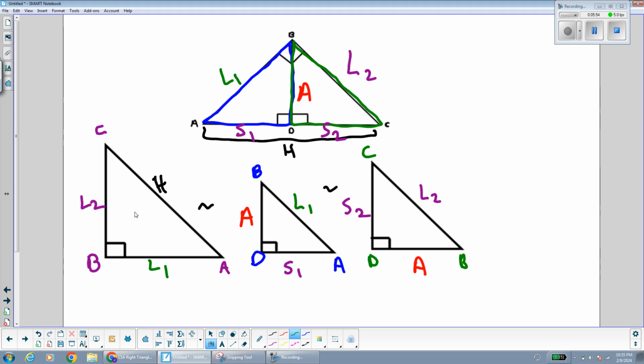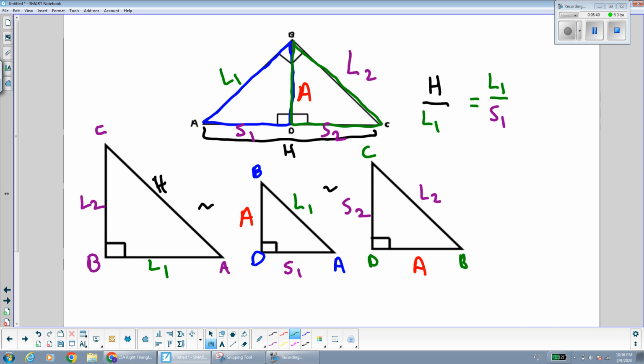Now, I'm going to start with the big triangle and the middle triangle over here. So I'm going to start with H, side CA, which is H, the hypotenuse. And it corresponds to L1 on this middle triangle. They're on the same spot on the two different triangles. And I'm also going to use this side from the big triangle, and that corresponds to this side on this triangle. Now I'm going to make just one more proportion, and then we'll talk about these.